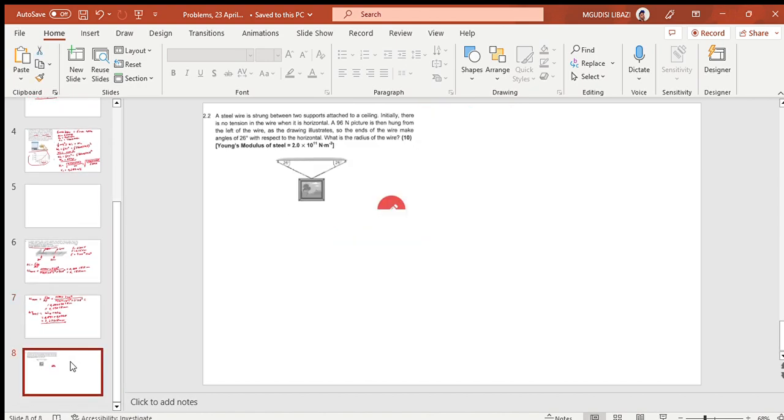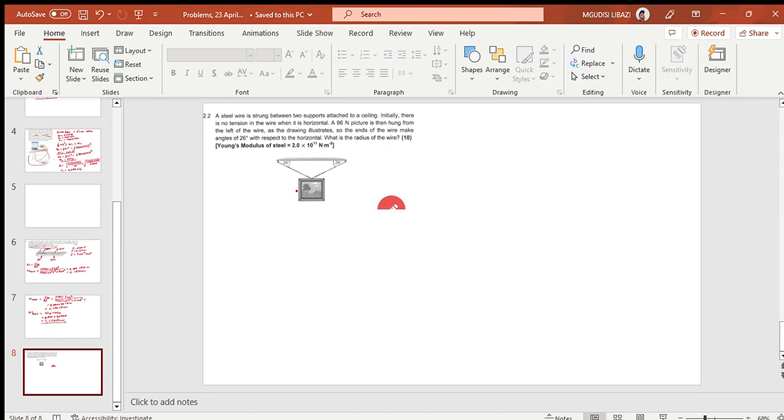So now the next question. They are saying a steel wire is strung between two supports attached to a ceiling. Initially there is no tension in the wire, it is horizontal. A 96 newton picture is hung from the middle of the wire as drawn in the illustration. The ends of the wire make an angle of 26 degrees with respect to the horizontal, and they're asking what is the radius of the wire.